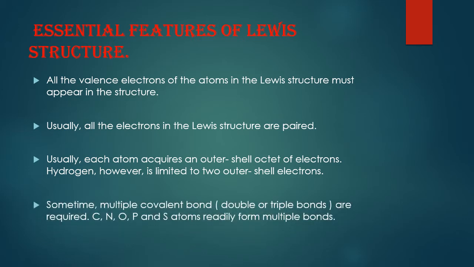The last feature says that sometimes multiple covalent bonds, which could be either double bond or triple bond, are required. Elements like carbon, nitrogen, oxygen, phosphorus, and sulfur are known to form multiple bonds readily.